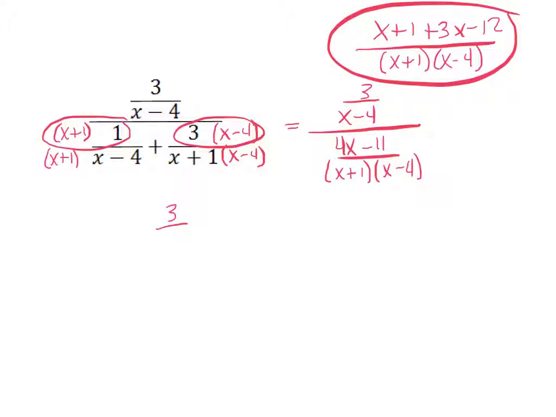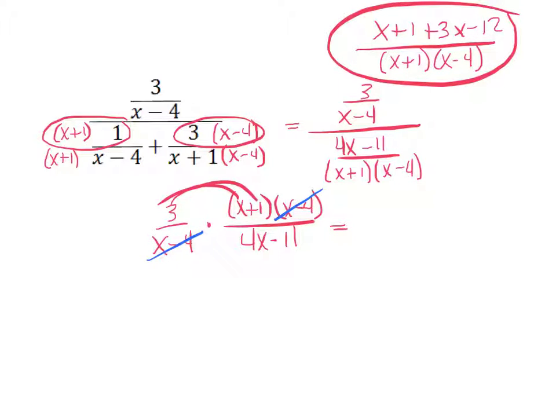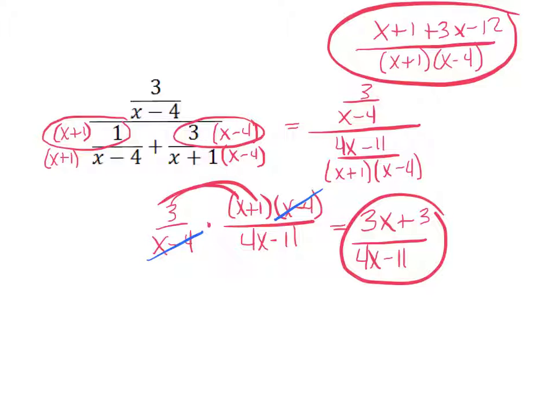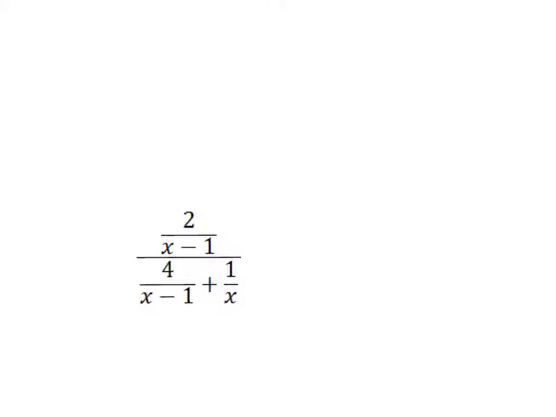Okay, let's try this. 3 over x minus 4, so I'm writing the top fraction, times the reciprocal of the bottom, x plus 1 times x minus 4 over 4x minus 11. And then I'm looking for things to cancel. My x minus 4's cancel, and that looks to be about it. So then my answer is going to be that 3 multiplied through, x plus 1, over 4x minus 11, and that will be my answer. So we're just going to practice this over and over again here.